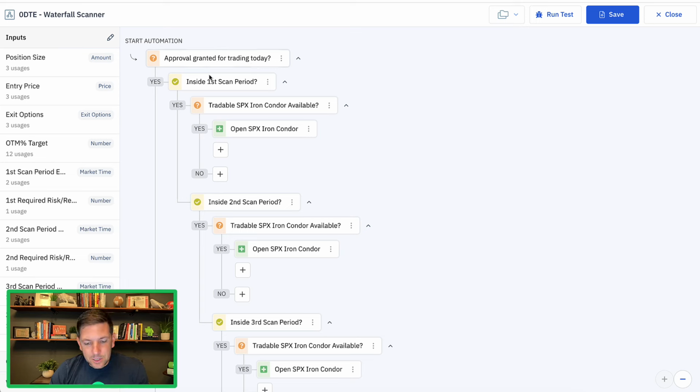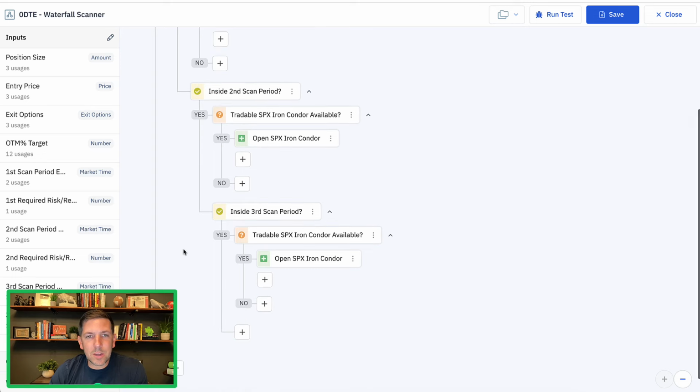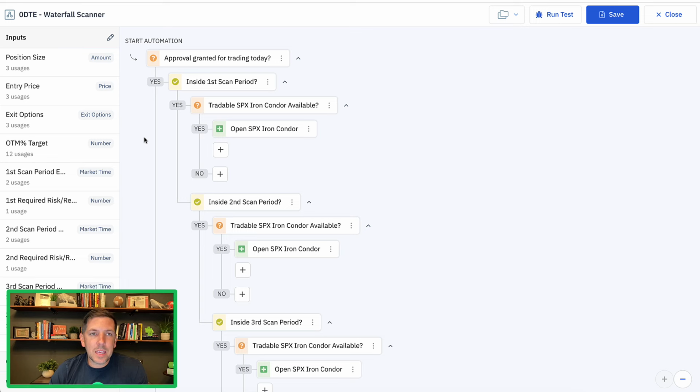Now, the next thing that I do here is I go through a series, and you can see that it's kind of like a waterfall progression in the sense that it waterfalls down from these different levels of scan periods. So I go through essentially 3 scan periods in each of these automation runs, and that's where it gets the waterfall name from. That's how I call it, because it just seems like a waterfall progression that it's going through. The first thing that it's checking is the market inside of the first scan period.